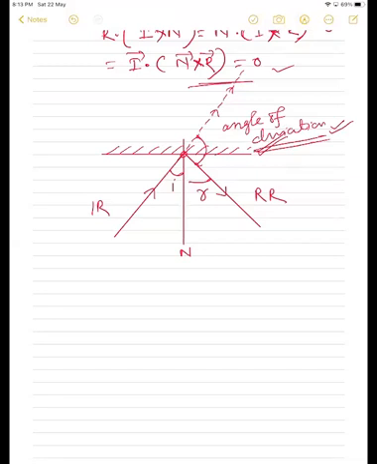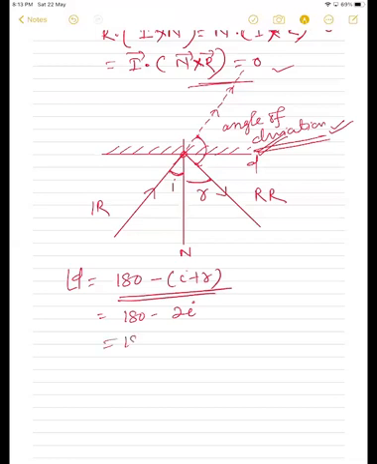And students, you know the angle on a straight line is 180 degrees. Let this be D. The angle on a straight line is 180 degrees. So D is equal to the total angle, 180 on a straight line, minus this is the angle of incidence, this is the angle of reflection, that is I plus R, correct? And you know I is equal to R, so I can write the angle of deviation D equal to 180 minus 2I, or 180 minus 2R. That is known as angle of deviation. Okay?